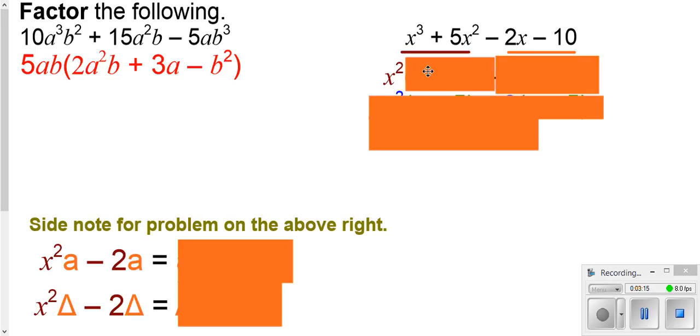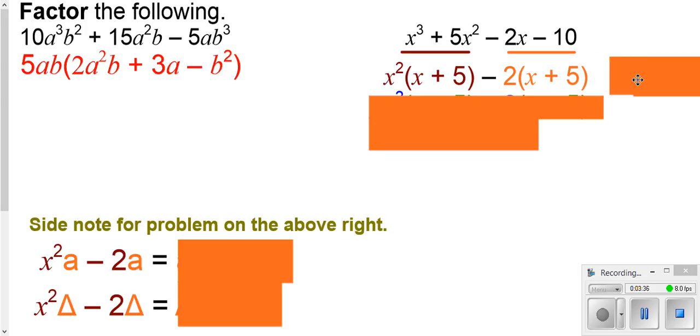So you pull an x squared out, and you look at what's left. X squared times what is x cubed, and that's an x. X squared times what is 5x squared, and that's a 5. And then you want to look at what can you pull out here. You'll notice they're both negative, so I'll pull out a negative, and a 2 goes into 10, so I'll just pull out a negative 2, and that leaves me with the 5 plus an x. Now, you notice both of these parentheses are the same. If both parentheses are the same, we're on the right track.